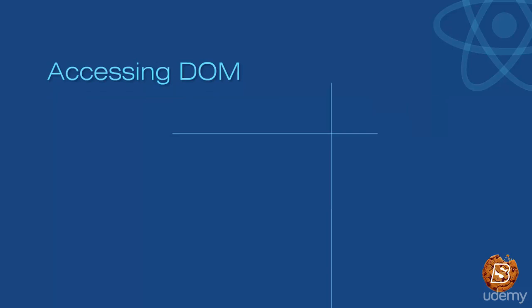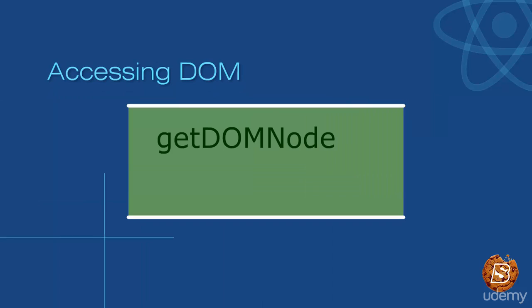To interact with the browser, we'll need a reference to a DOM node. Now React has getDOMNode function which we can call to get a reference to the component's DOM node. Please note that this only works on mounted components, that is, components that have been placed in the DOM.